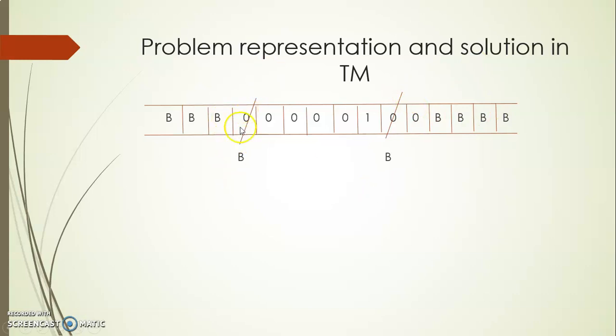Why? Here I don't have any problem. But here, when I make this blank, sometimes I could not differentiate between this blank and the rightmost blank in the tape. So instead of converting this 0 to blank, we'll convert that to some other symbol, say X, right?